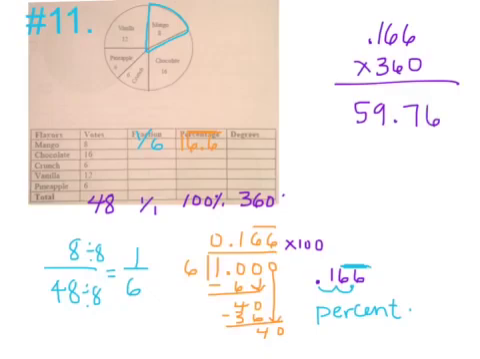Now, because this is a repeating decimal, it's not going to be exactly 59.77 degrees, so I'm going to put the sign that means about, 2 wavy equal lines, and then I'm going to put 59.76 and then the degree sign. Okay, that's how you'll do every one of these rows.